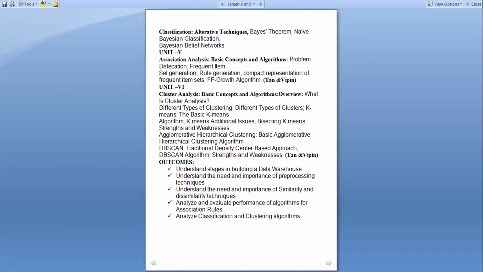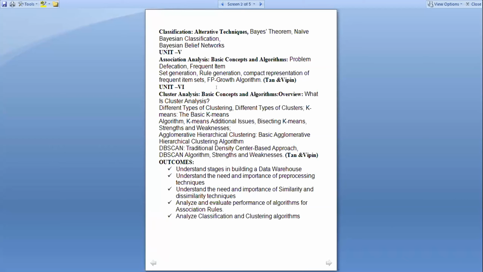Bayes theorem and Naive Bayesian classification, Bayesian belief networks. And also you have to complete the association analysis regarding the basic concepts and algorithms: problem definition and frequent item set generation, rule generation, compact representation of the frequent item sets, and the FP growth algorithm. So these are the concepts you have to discuss.